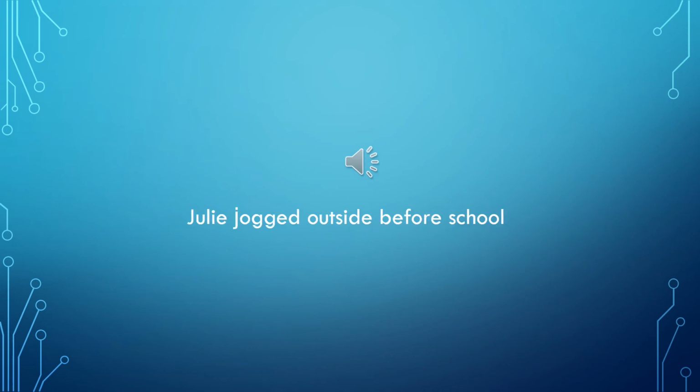A few more. Julie jogged outside before school. Let's take a look at the verb. Jogged. And do we have an ly adverb? No. So let's ask ourselves the questions. How, when, where, how much, or how often? We know from this sentence that Julie jogged outside. Outside tells us where she was.